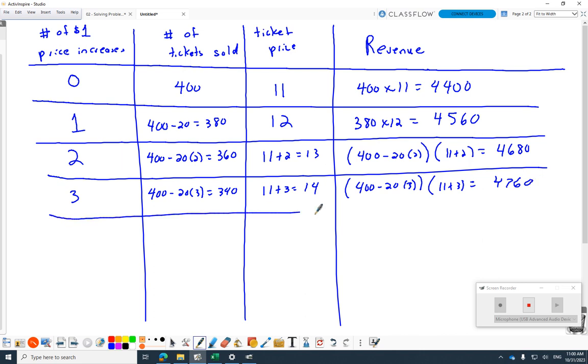Can you remind us what the weakness of this method is again? It's forever and boring. Its main strength, though, is for most people it's easy to understand. It's easy to understand what I'm up to. 4 ticket price increases. New price 11 plus 4 is 15.